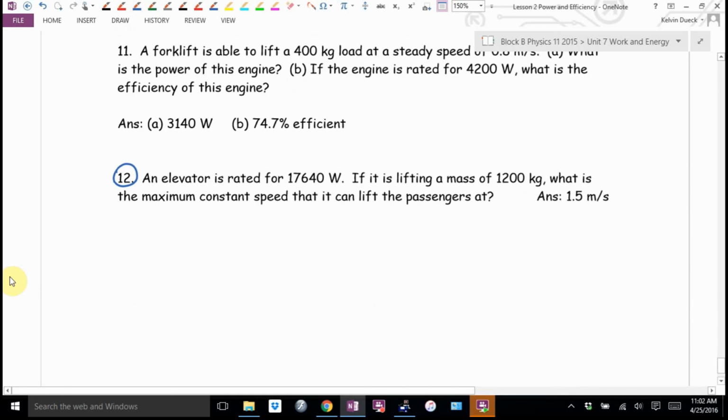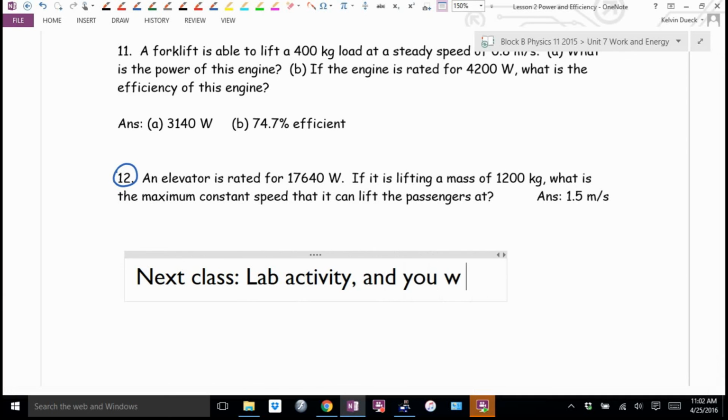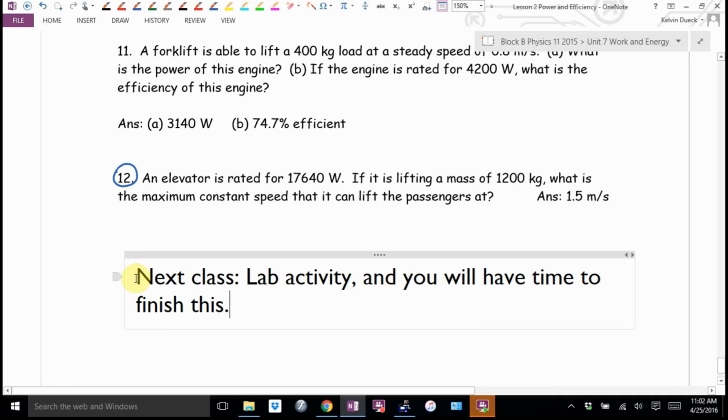The answers are there. Next class, lab activity, and you will have time to finish this. So really, we have a bit of a weird schedule this week. I see you Wednesday. Do I see you next week on Monday? It's a curriculum development day that wasn't there at the beginning of the year, but just got put in a couple of months ago. So really, this assignment is due a week from Wednesday. But you're also going to get a lab tomorrow. It's not like you can just totally work on it in class. Okay?